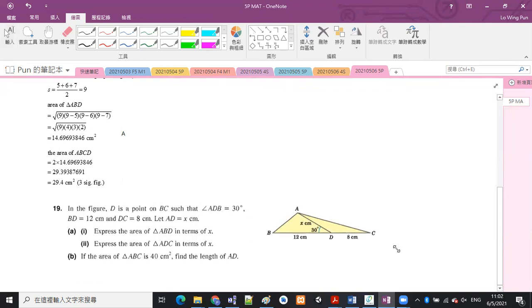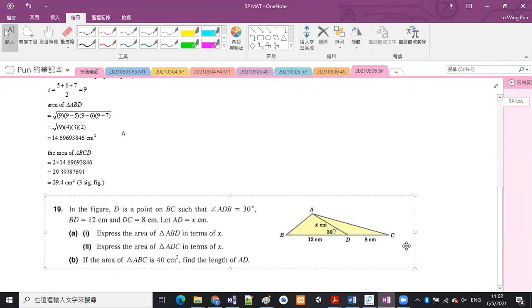Number 19. In the figure, D is a point on BC such that angle ADB is 30 degrees. BD is 12 cm, DC is 8 cm, AD is x cm. Part A1: express the area of triangle ABD in terms of x. Triangle ABD, this one, and I need to find the area. What information do we have? We have length, angle, and then length.